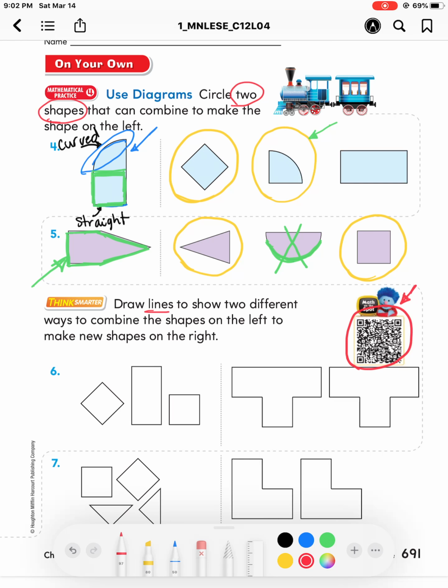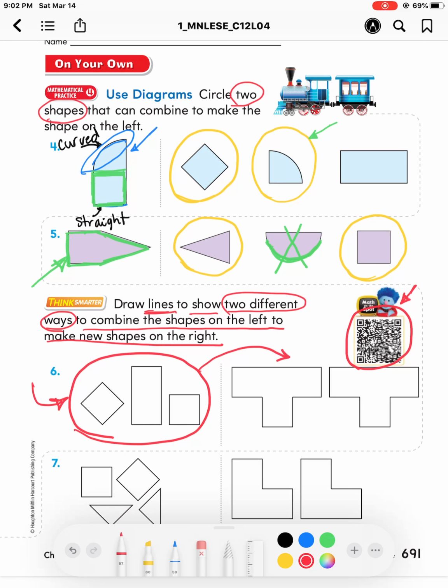Draw lines to show two different ways to combine the shapes on the left to make new shapes on the right. So we are going to use those shapes on the left to create those shapes on the right. Okay, now let's think about it. Here we have two squares and one rectangle.